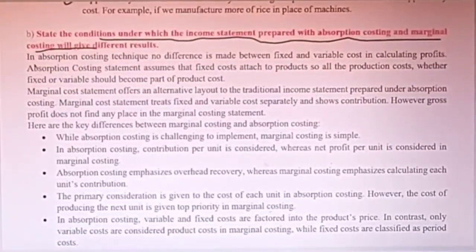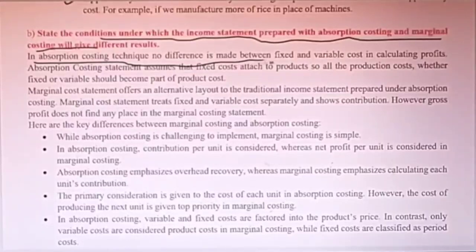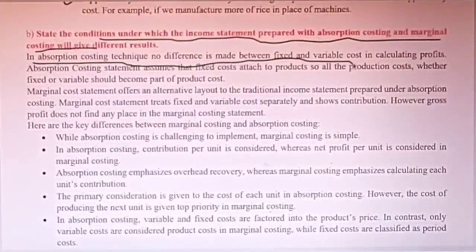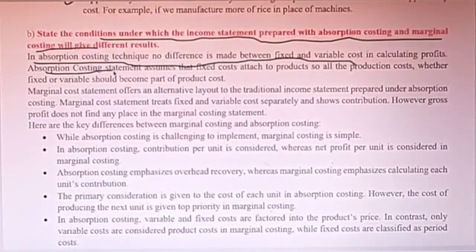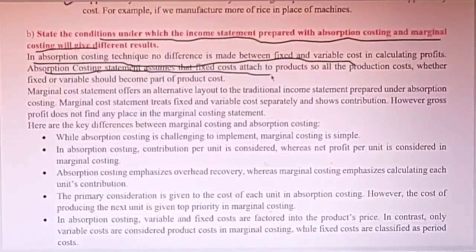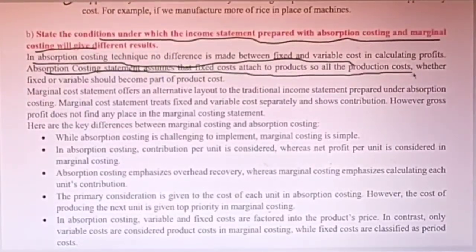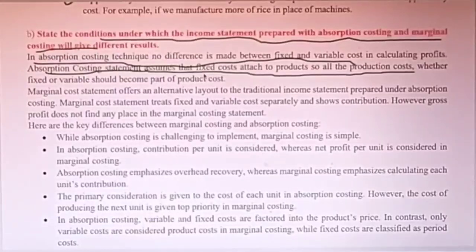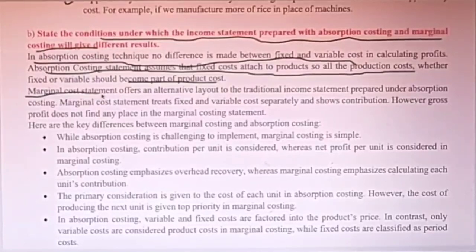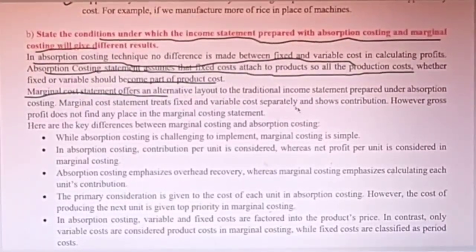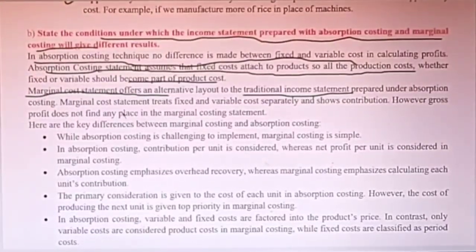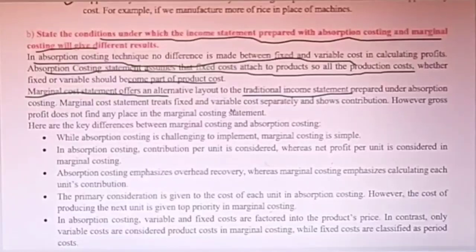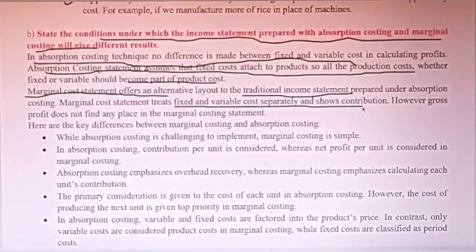In the absorption costing technique, no difference is made between fixed and variable cost while we calculate the profits. Absorption costing assumes that fixed cost is attached to the products, so that all the production cost, whether fixed or variable, becomes a part of the production cost. Whereas the marginal cost statement offers an alternative layout to the traditional income statement prepared under absorption costing, and it treats fixed and variable cost separately while calculating the profit.